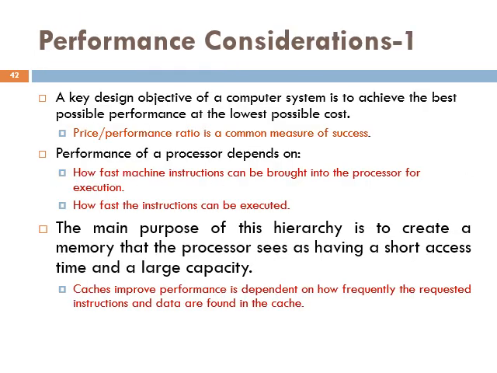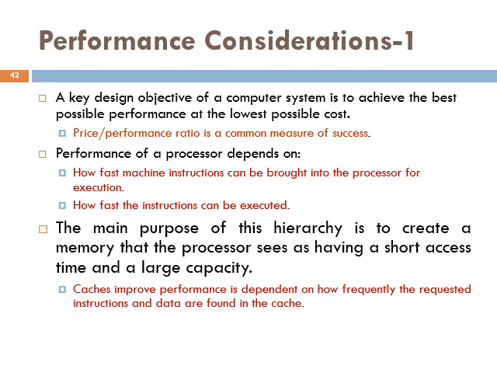Let us discuss the performance considerations. A key design objective of a computer system is to achieve the best possible performance at the lowest possible cost. That is, the price to performance ratio is a common measure of success. Next, the performance of a processor depends on how fast machine instructions can be brought into the processor for execution and how fast the instructions can be executed.